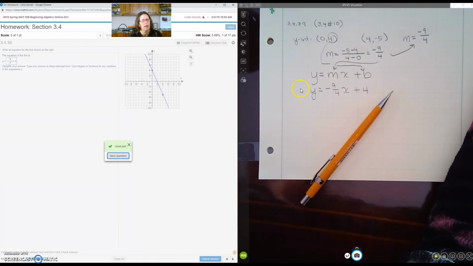All right, so there you've got a sample problem where we write the equation of a line using slope-intercept form. Good luck on those.